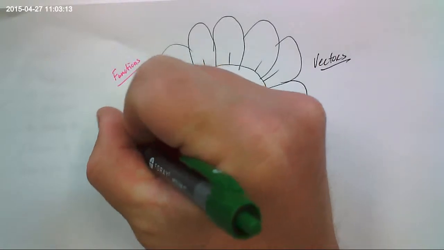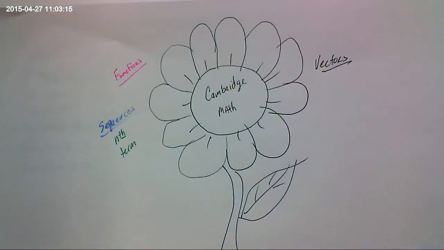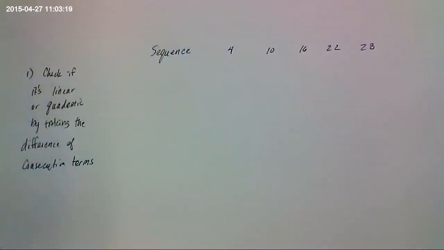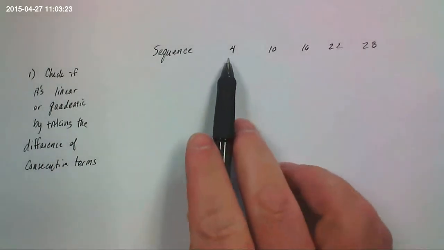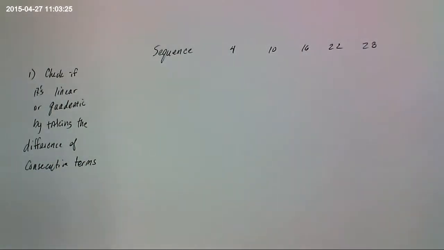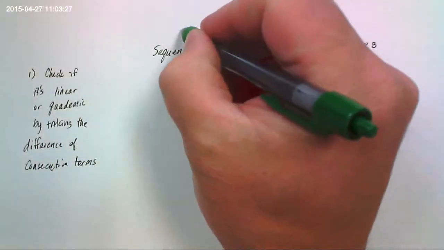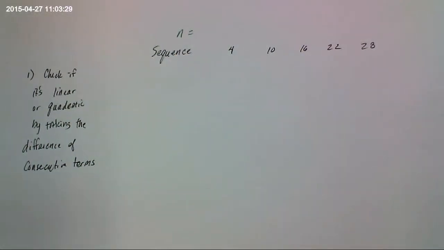Finding the nth term of a sequence. Sometimes the sequences are linear, sometimes they're quadratic. So here's an example. If you have this sequence, these are all of our terms. So I always add stuff like this to it.